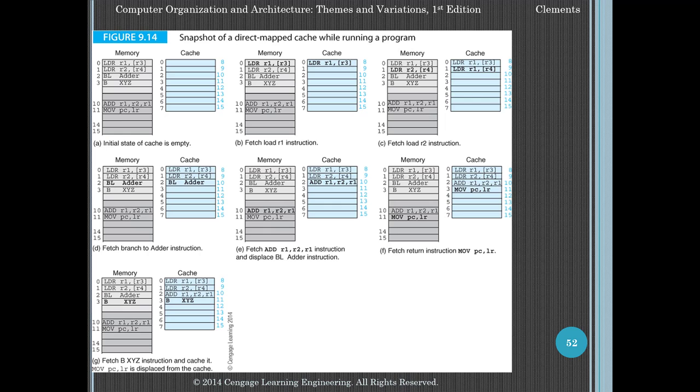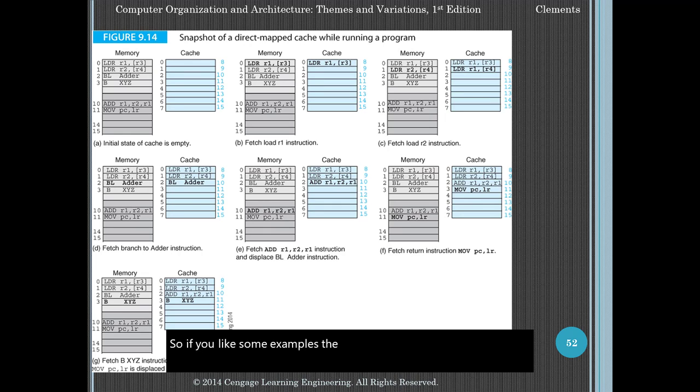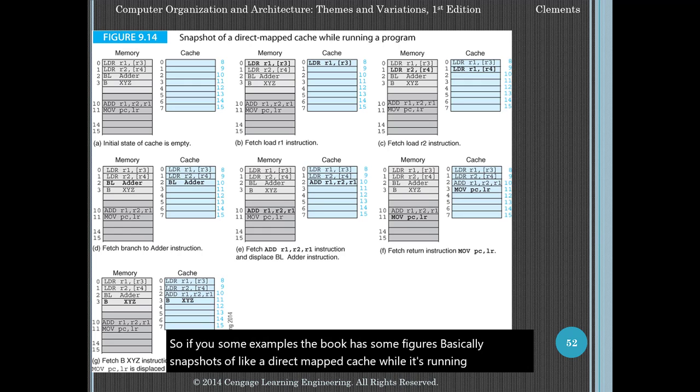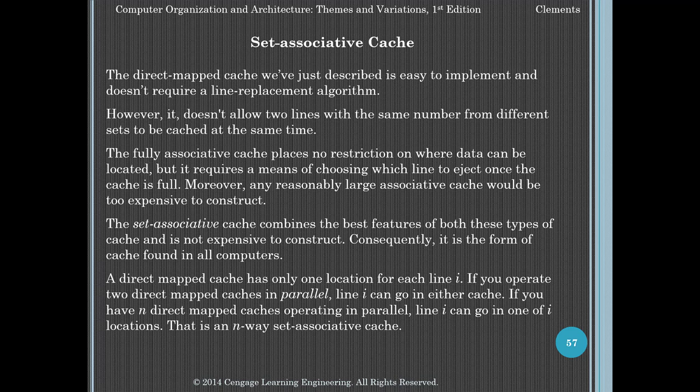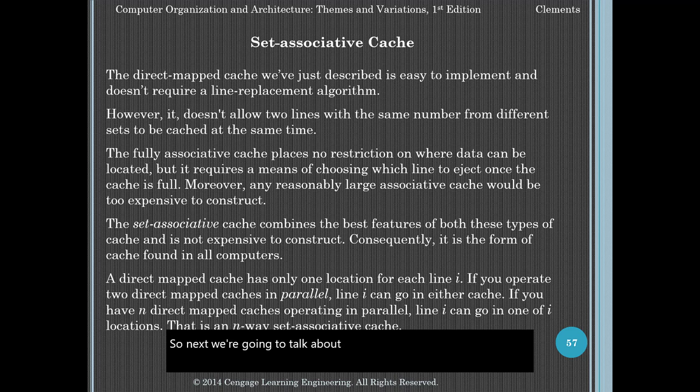So if you like some examples, the book has some figures, basically snapshots of a direct mapped cache while it's running a program step by step. If you find these kinds of visual examples helpful, by all means, I encourage you to walk through them and read them. So next we're going to talk about our set associative cache, right?